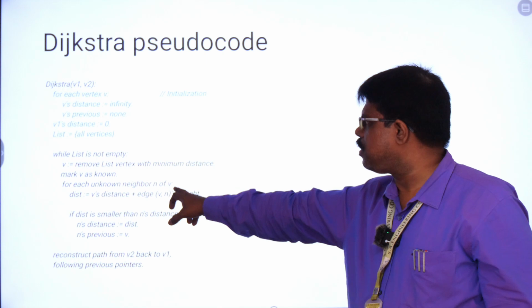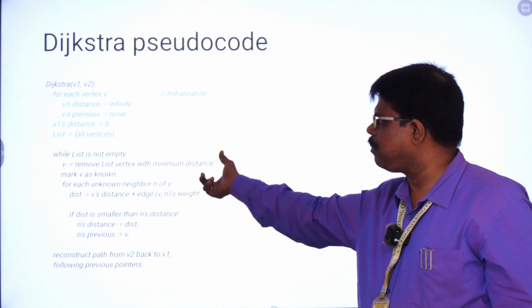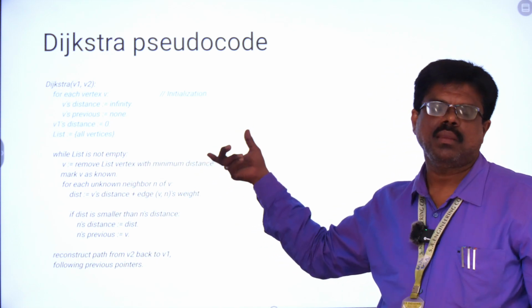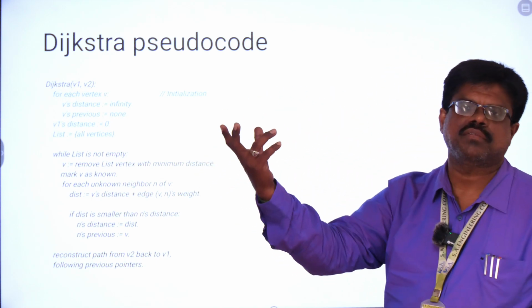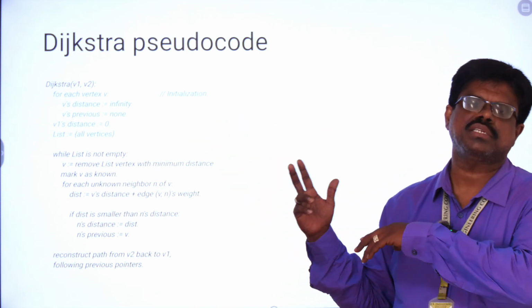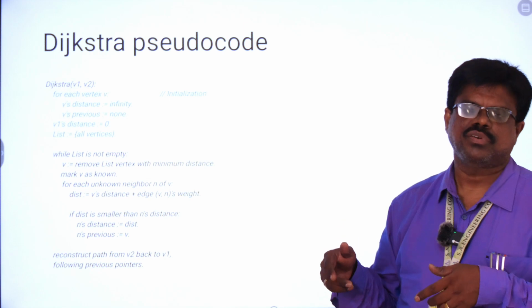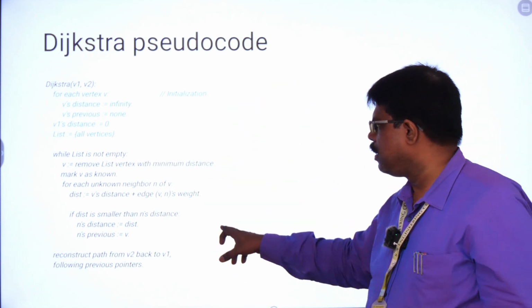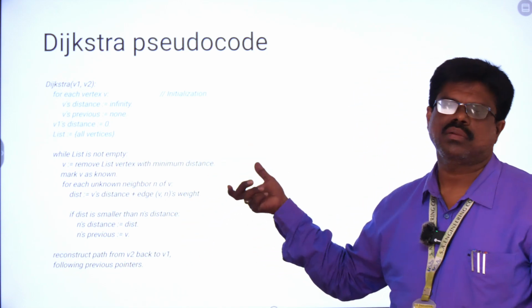When the list is not empty, you remove the vertex with the minimum distance, and you do the same with the neighboring nodes. You calculate the distance using the neighbor node. A neighbor node is nothing but an adjacent node in the graph. So you have the graph, where you can have the adjacent nodes. If the distance is smaller, then you update it to get the final distance.